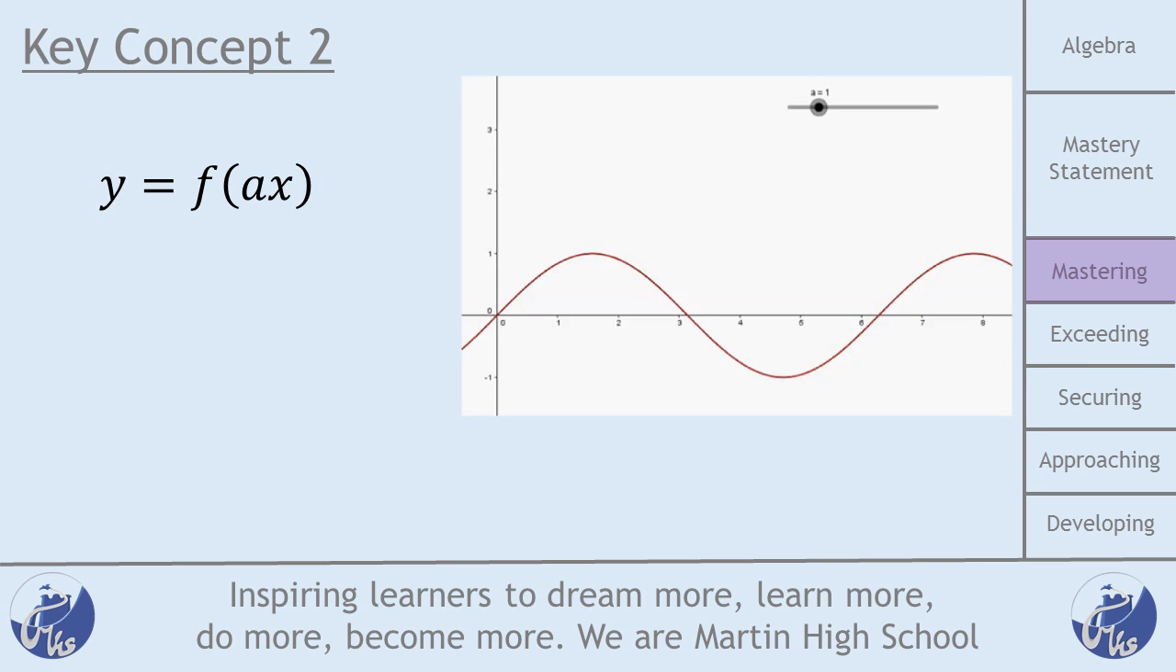So similarly, this time I've got a red graph, that will stay there all the time, and as I change the values of a, you'll then see the impact that it has on the graph.